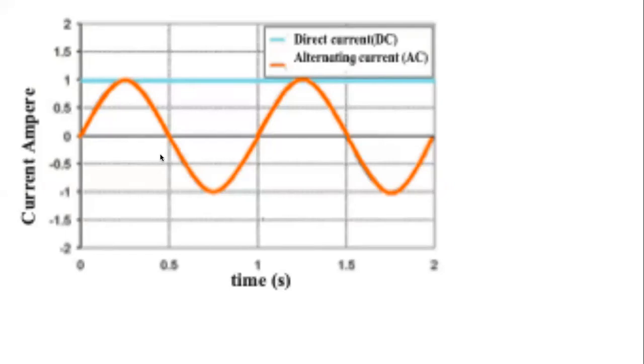But what will happen in case of the alternating current is, yes, we are switching it on. So it is starting from 0, goes to 1 ampere, then it comes back to 0, then goes in the other direction to minus, then comes back to 0. This is one cycle. It's a wave.